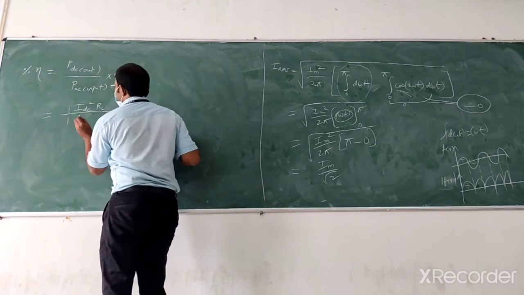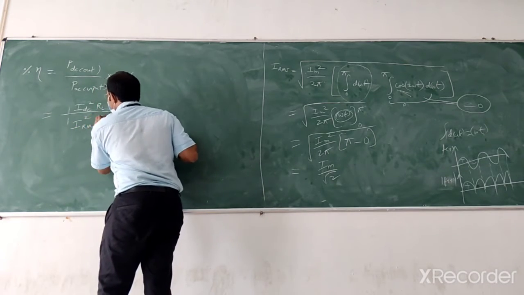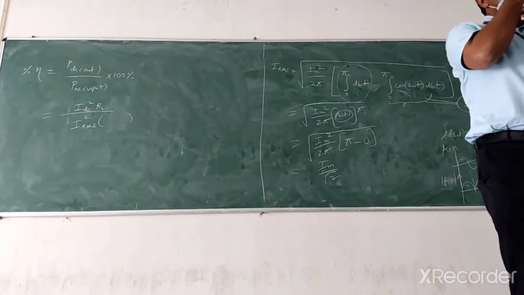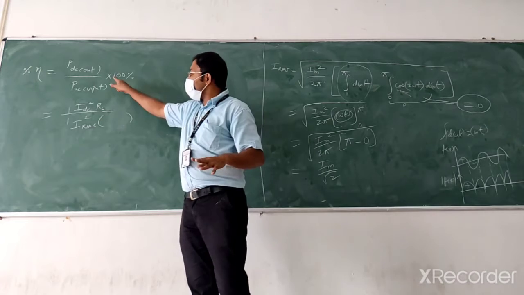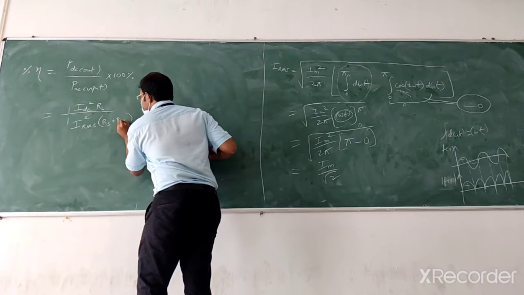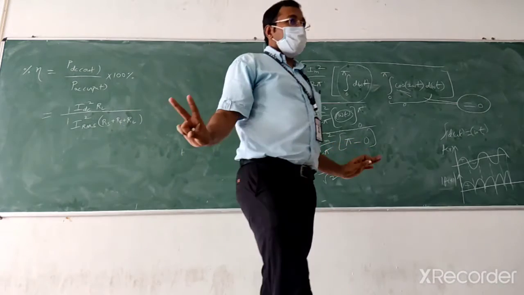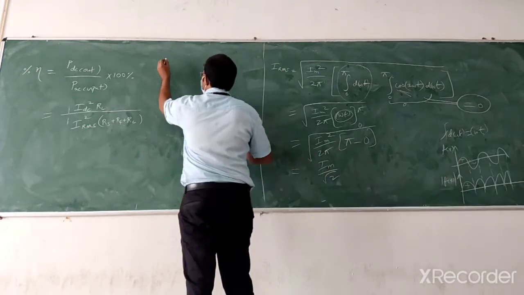Next, what will PAC be? I squared into... is it valid here? Let us see. Let us draw the circuit diagram. She says RS plus RF plus RL, based on the half wave rectifier, we are taking it as it is. Let us see if it is valid or not. Let us take the circuit diagram.